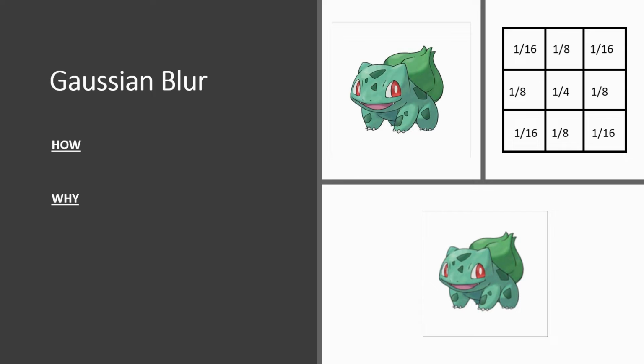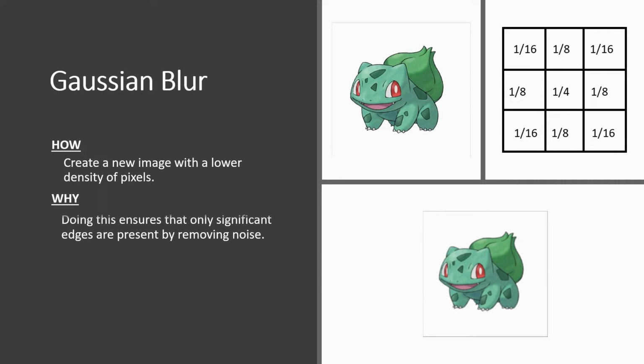Now that the image is focused on the Pokemon, I apply a Gaussian blur using the transition matrix located to the top right of the screen. The blur assists in removing noise from the image, such that only significant edges are present. As a result, Sobel's kernel also becomes more effective.